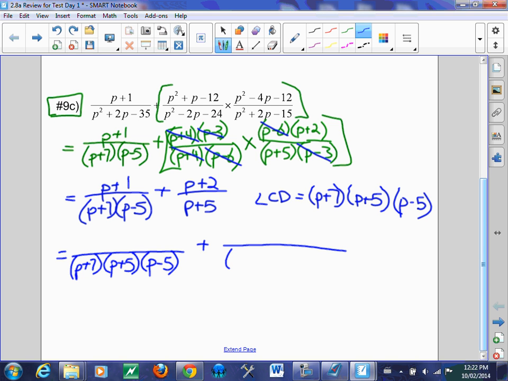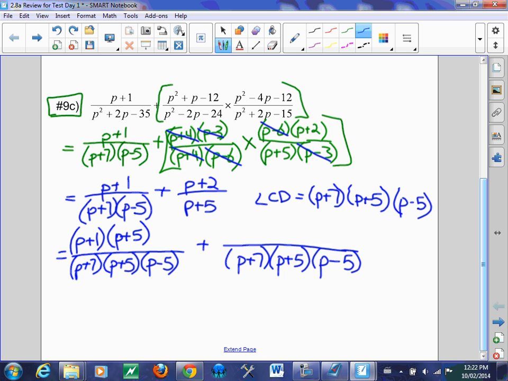And again, it doesn't matter what order you put them in because they're products of each other. Now we've got our denominators done. We know we're adding. So currently, we've got p plus 1 as a numerator factor, and we're going to multiply it by p plus 5.